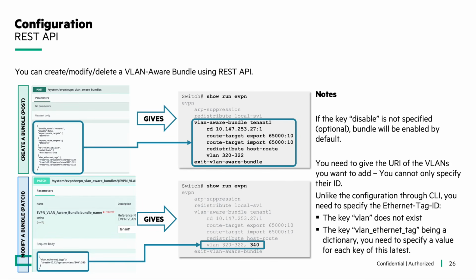So what does it mean? It means that your VLANs are declared using the VLAN Ethernet tag key, and this key is a dictionary by itself. If you want your tag to be set to the VLAN ID, just put the VLAN ID. If you want your tag to be set to another value than the VLAN ID, specify it. You can see an example just right here.